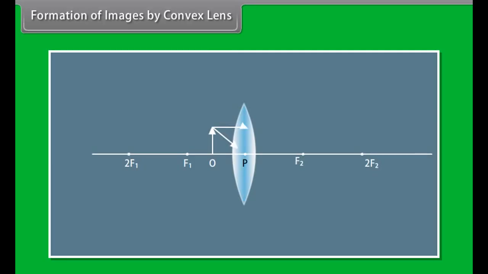When the object is placed between F and the optical center, then the image formed on the same side. The nature of the image is virtual, erect and enlarged.